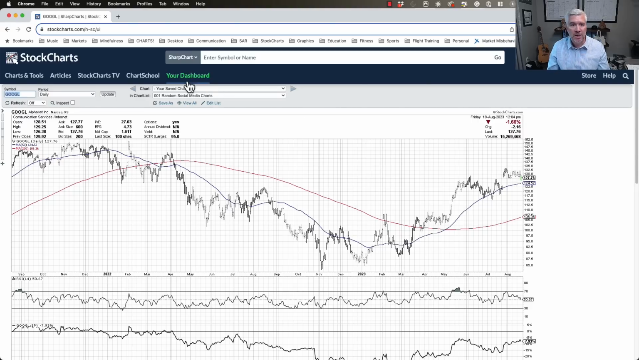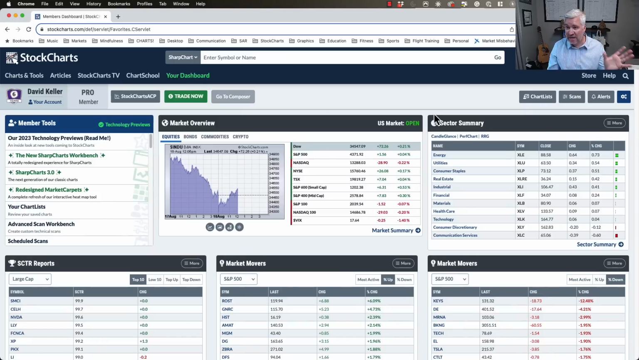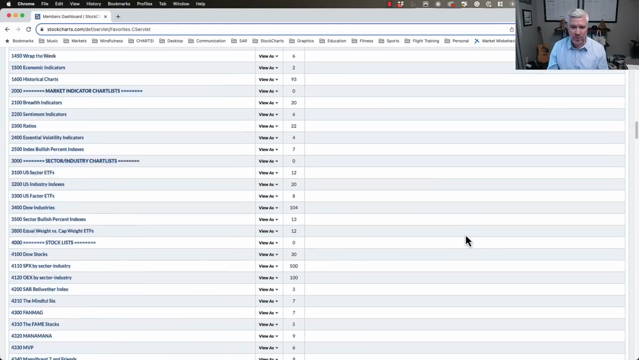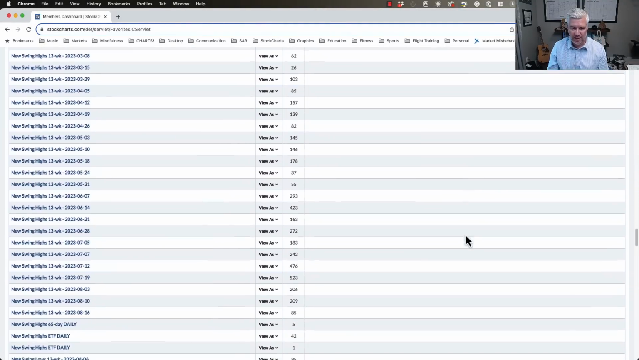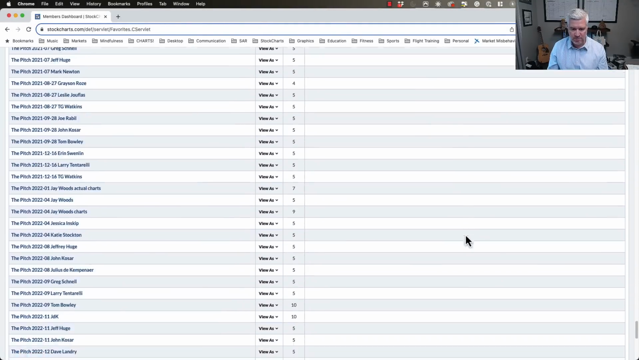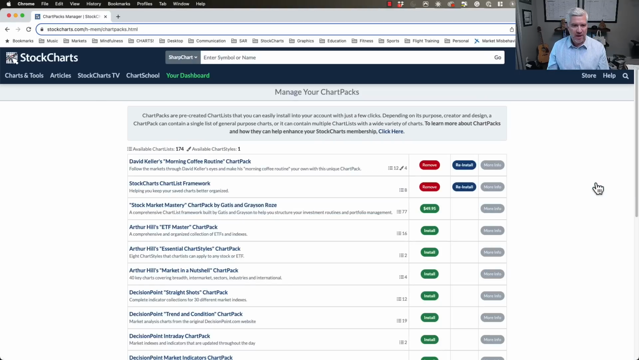There are two ways you can do it. To get these actual chart lists as a whole, you want to install the chart pack. And if you're a StockCharts user, this is what I would recommend. Go to where it says chart lists on your dashboard. Go to the bottom of your chart list, and you will find, I have a bunch of these, but if you go to the bottom, you'll see this little button that says Manage Chart Packs. And you want to go to this one called David Keller's Morning Coffee Routine Chart Pack. You'll see a green button that says Install. And what that will do is basically install a group. I think it's about 12 chart lists that I've created that I keep updated. They will basically copy those into your login, and you can go from there.